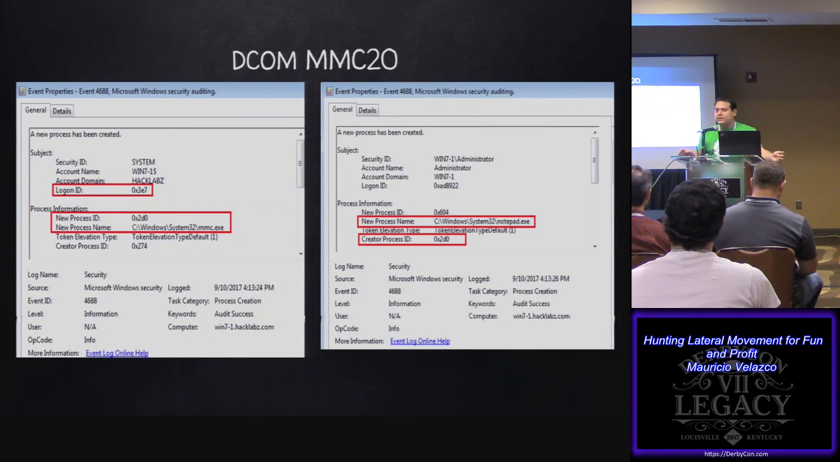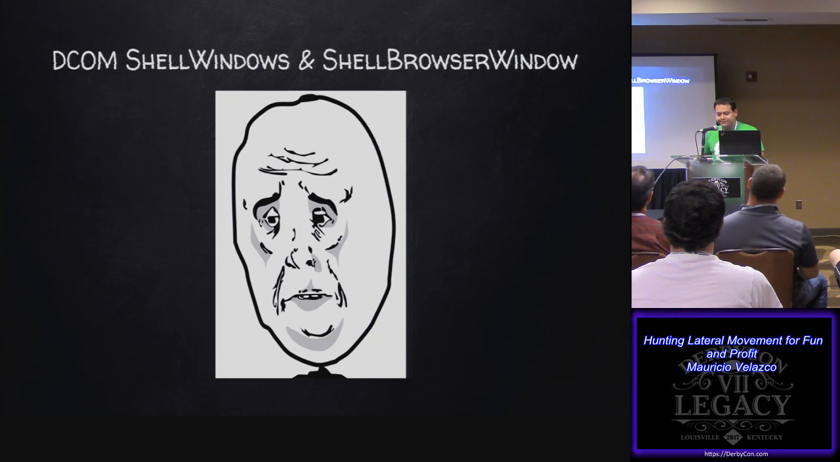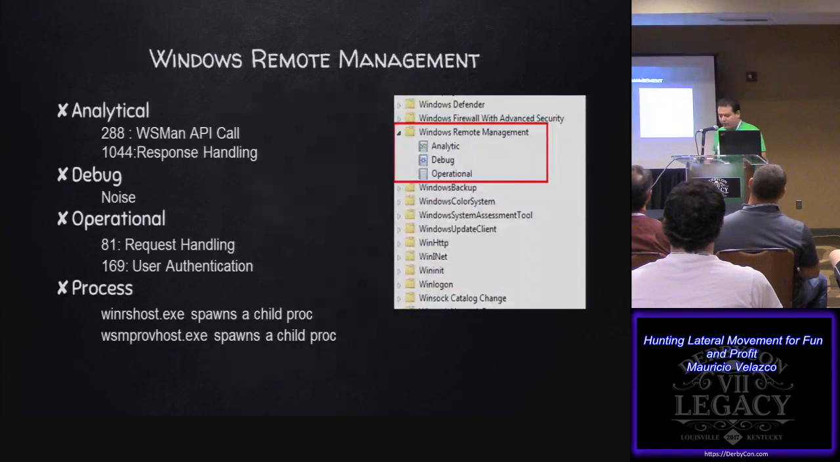If you use Matt Nelson's technique of using this MMC20 COM object, you'll see some interesting behavior. You'll see that MMC will spawn your malicious process, in this case notepad.exe. So once again, I went to my EDR. So far, based on the techniques that I've used, this is the most stealthy way of doing lateral movement. I couldn't see it. All right, WinRM has a couple of logs also.